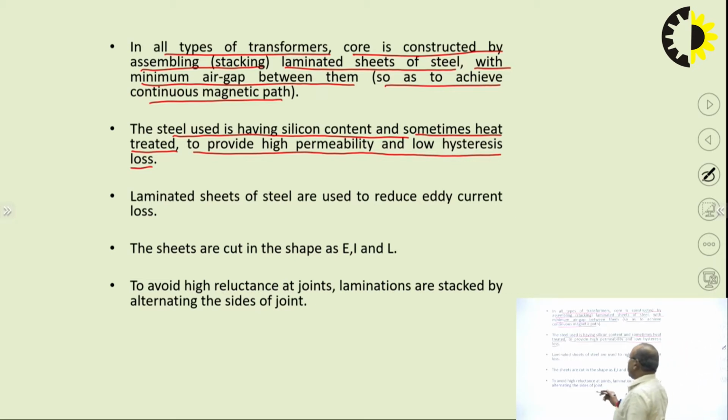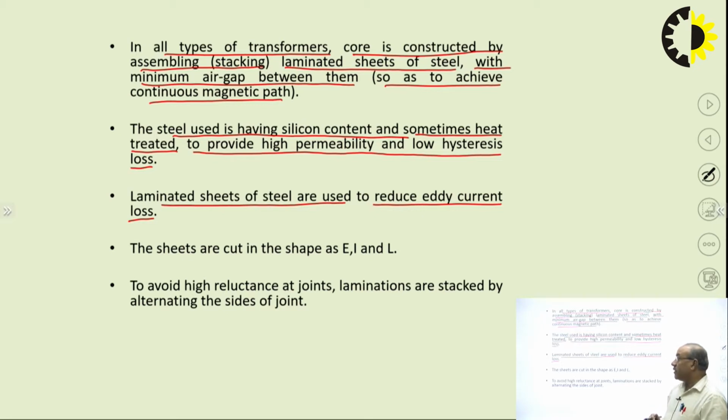Other than that, laminated sheets of steel are used so as to reduce the eddy current loss in the transformer. That means if we use a solid core rather than a laminated core in a transformer, more eddy current loss will take place. But on the other hand, if we use laminated sheets in the core rather than a solid core, the eddy current loss will reduce. That is the advantage of having laminations in the core.